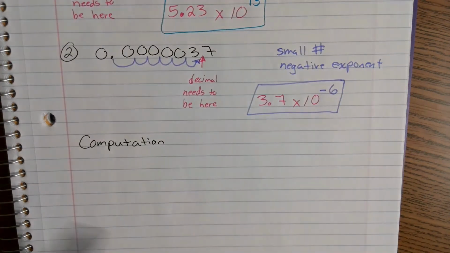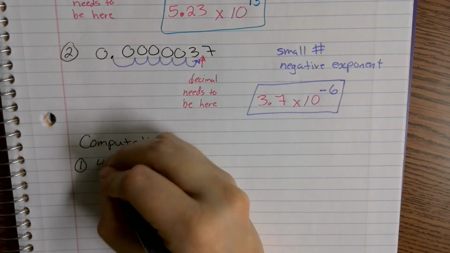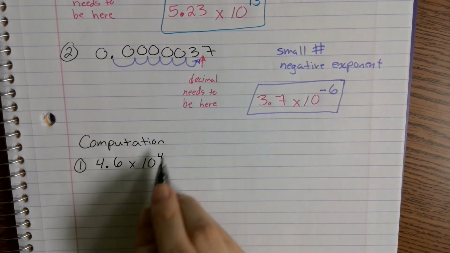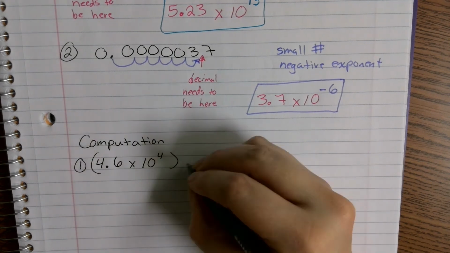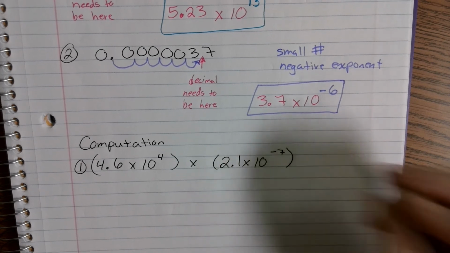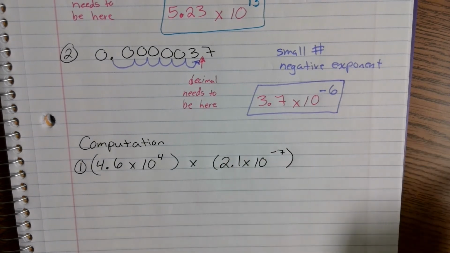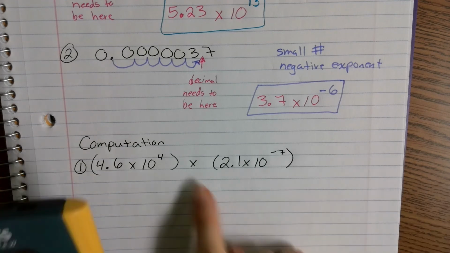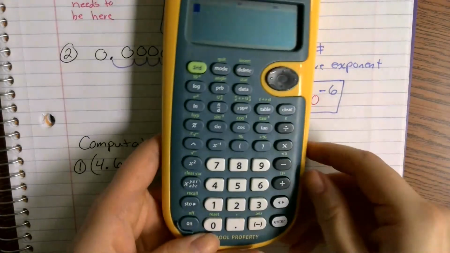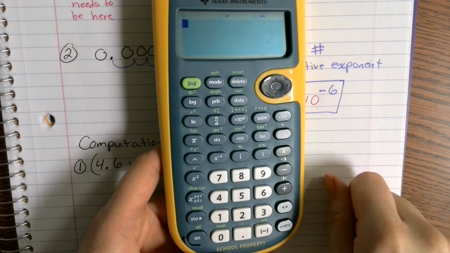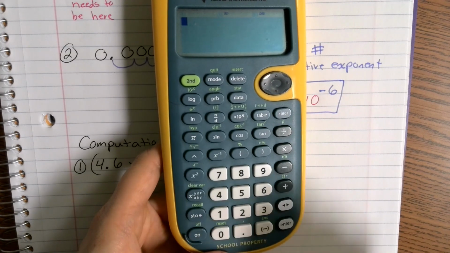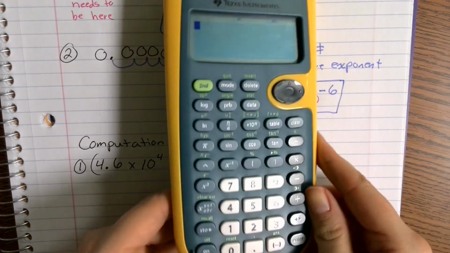So if I were to give you a problem, this is the easy part, you just have to type them in correctly. If I give you a problem like 4.6 times 10 to the 4th, and I want you to multiply this by 2.1 times 10 to the negative 7th, you can type this in and hit enter. It'll do it all for you. So be careful with how you type them in. Most common mistake is when people are typing a negative exponent, they accidentally hit the subtraction sign instead of the negative sign. Be careful about that. It'll give you an error. But you just have to type it in. You don't even have to use the parentheses.